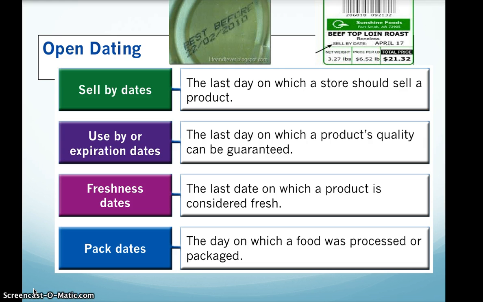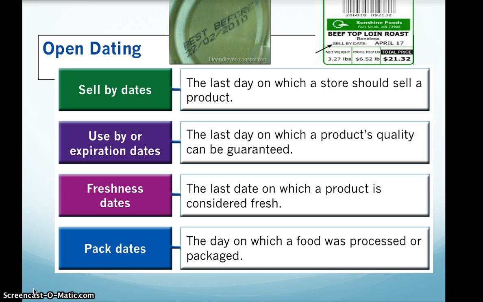Use by or expiration dates. This is the last day in which a product's quality can be guaranteed. You could still eat the food after the expiration date. Many people choose not to because they're just not quite certain. The flavor obviously might be affected, the quality might be affected, but this is the last day that the actual company and store can guarantee the quality of it.